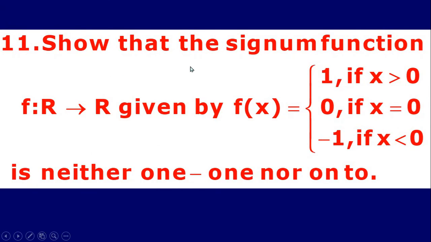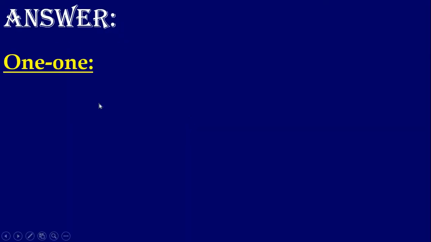The next problem: show that the signum function f from R to R given by f of x equal to 1 when x is greater than 0, 0 if x equals 0, and minus 1 if x is less than 0, is neither one-one nor onto. So we have to prove that the signum function is neither one-one nor onto. First we prove it is not one-one.